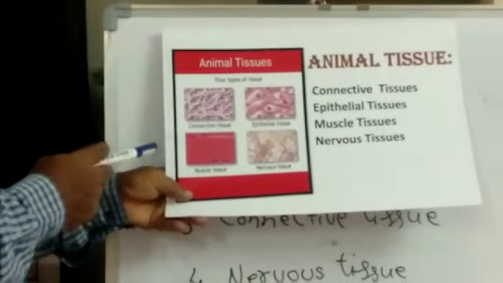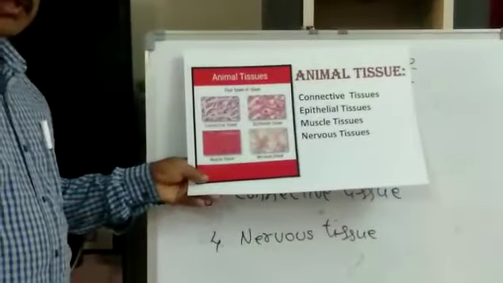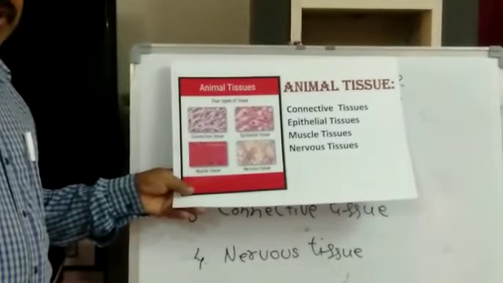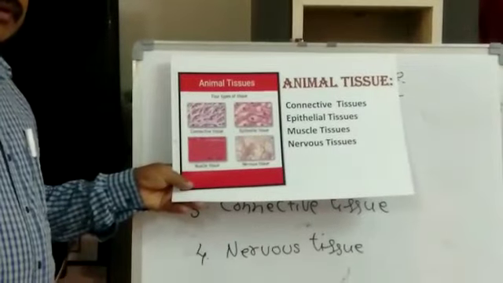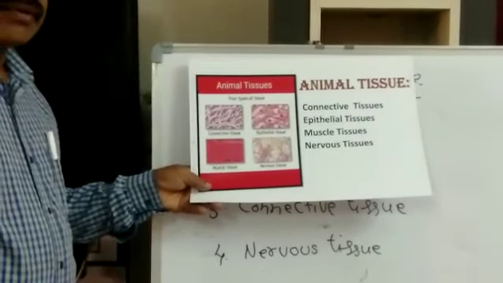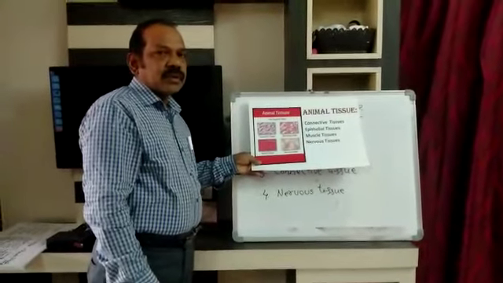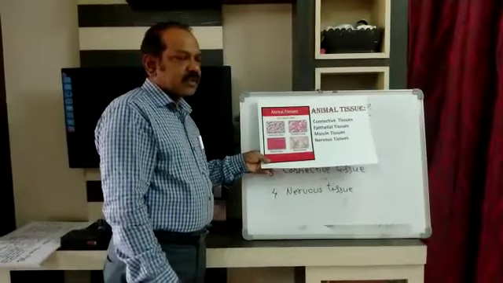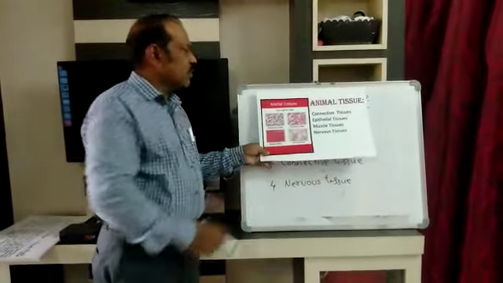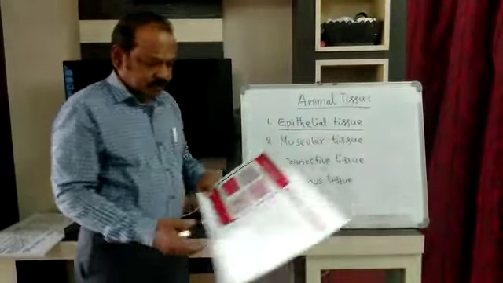Cells are compactly arranged, and muscular tissue present in our body, the muscles of our body. Connective tissue, fluid connective tissue, and also present in the bones and cartilage. And nervous tissue is made up of neurons, nerve cells, also called as neurons. So specifically today we will be dealing with one type of animal tissue, that is epithelial tissue.